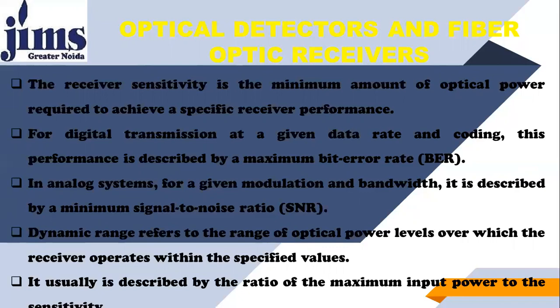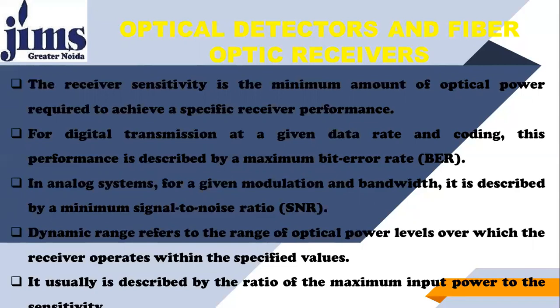In analog systems, for a given modulation and bandwidth, it is described by a minimum signal to noise ratio. So there are two terms by which any receiver performance can be measured: the bit error rate and the SNR, signal to noise ratio. If your signal to noise ratio is high, then obviously the bit error rate is minimum, meaning fewer bits are read incorrectly by the receiver. So bit error rate and signal to noise ratio are the two very important factors that give the performance of any receiver.